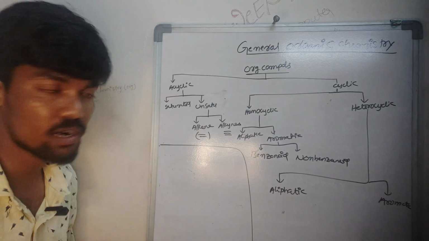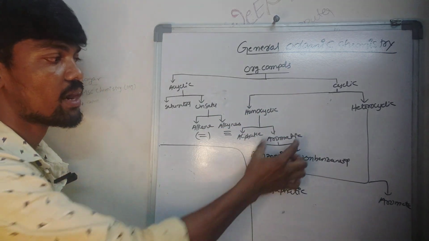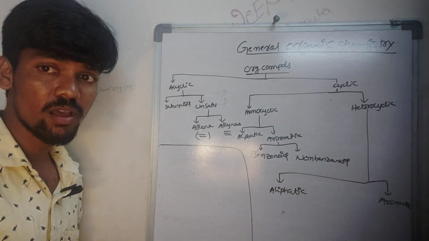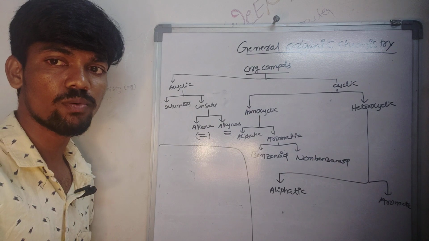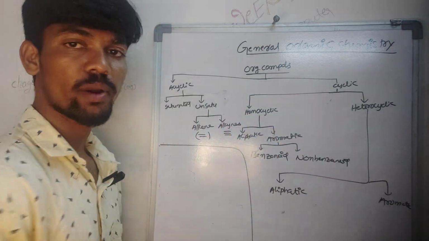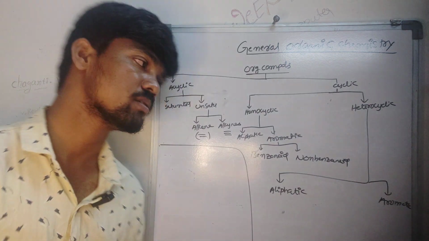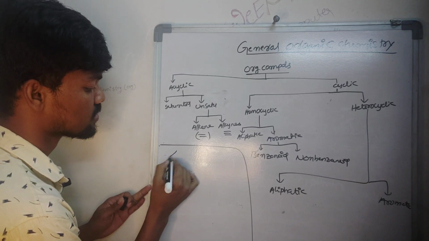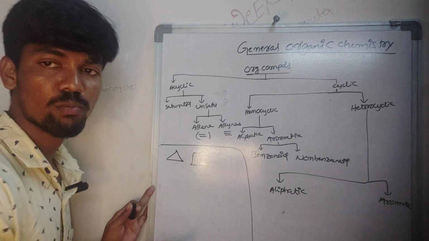Coming to homocyclic, it is two types: aliphatic and aromatic. Homocyclic means the same type of atoms. Aliphatic means, you know, no conjugation will be there, like this. This is homocyclic, with carbon atoms.